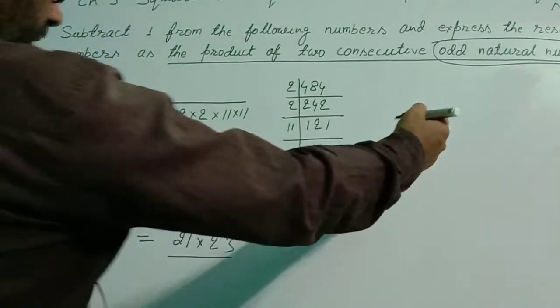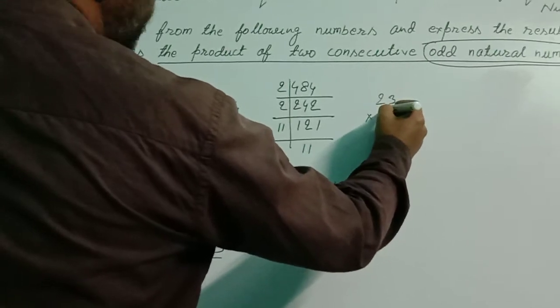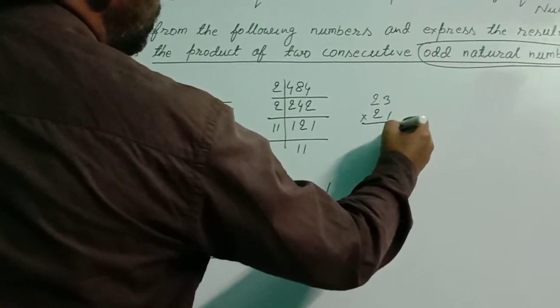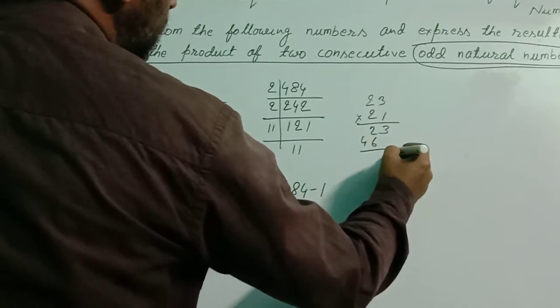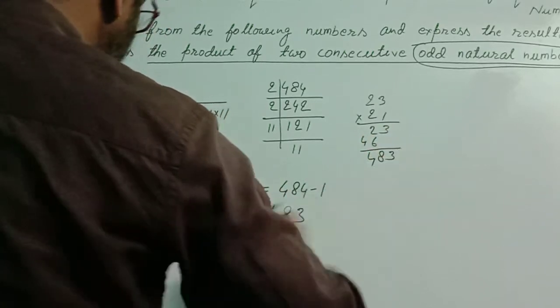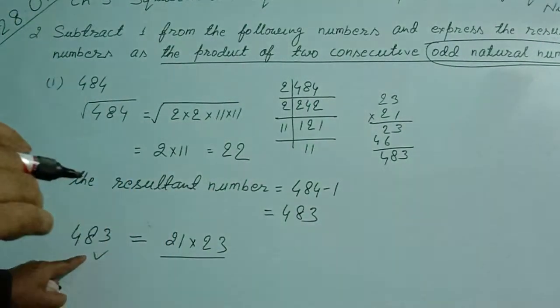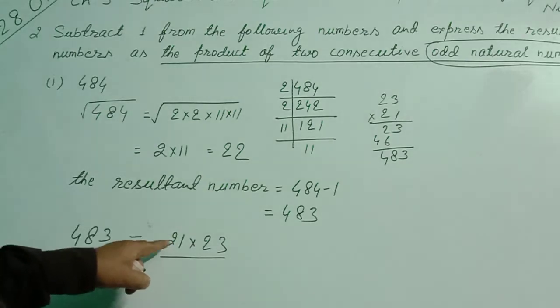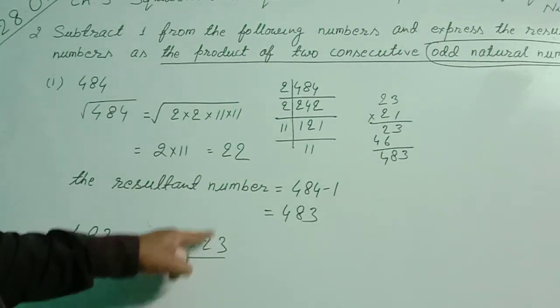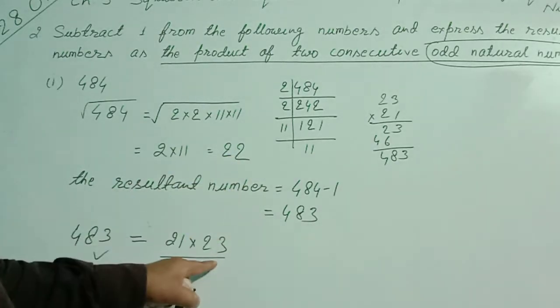For the verification, you can see 23 into 21. 2 3s are 6, 2 2s are 4, 3 8 4, 483. So this resultant number 483 is the multiplication of 21 and 23, that is the predecessor of 22 and successor of 22.